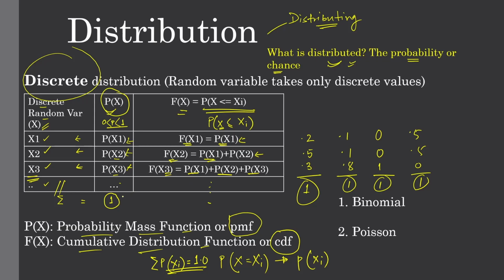So therefore, if this sum is equal to 1, then the last row of this column has to be equal to 1 also. Okay. So this is the basic concept related to discrete distribution. When it comes to discrete distribution, we have two types of distribution to study here. The first one is binomial distribution and the second one is Poisson distribution.